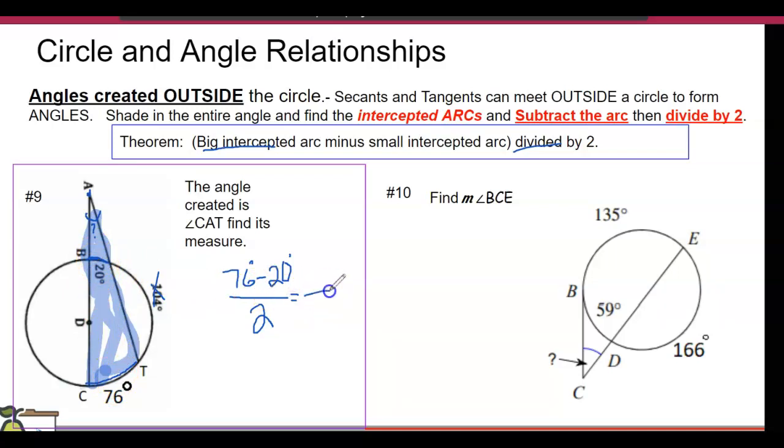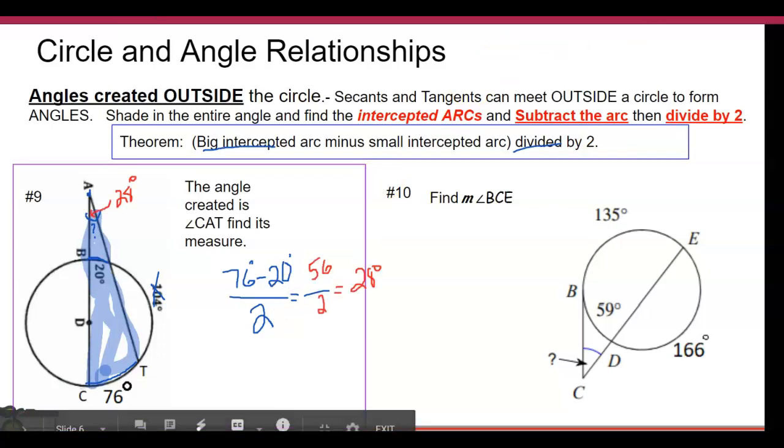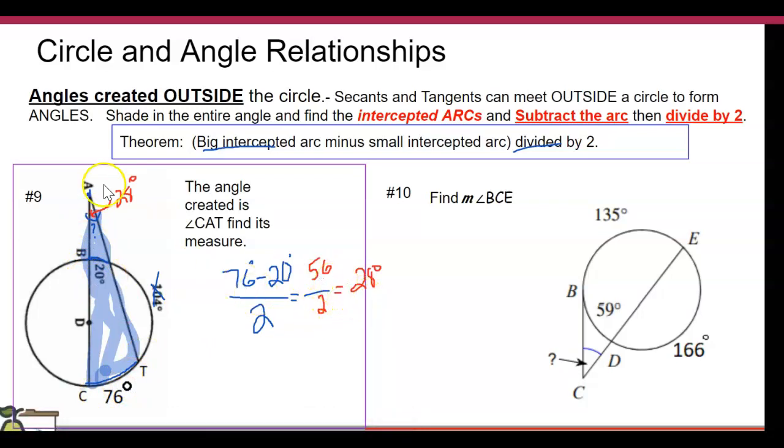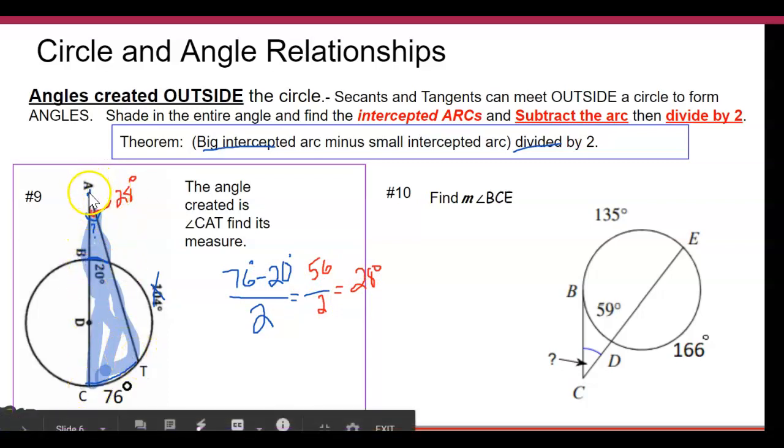Go ahead and try that. Subtract them, then divide by 2 and find your angle measure. So 76 minus 20 degrees is 56 degrees. Divided by 2 is 28. So the measure of this angle that was created by these 2 secants intersecting outside the circle is 28 degrees. That's all you have to do.